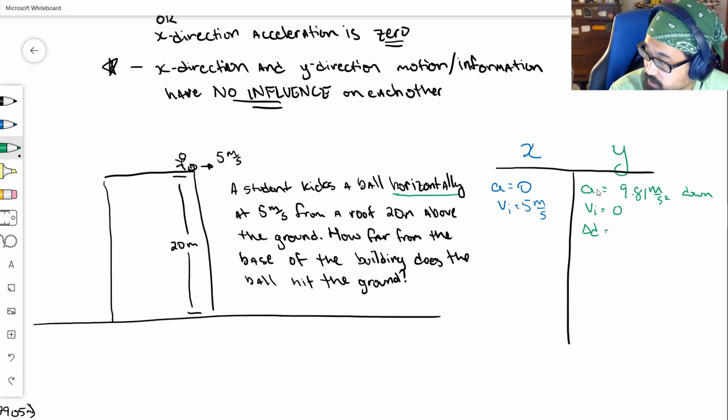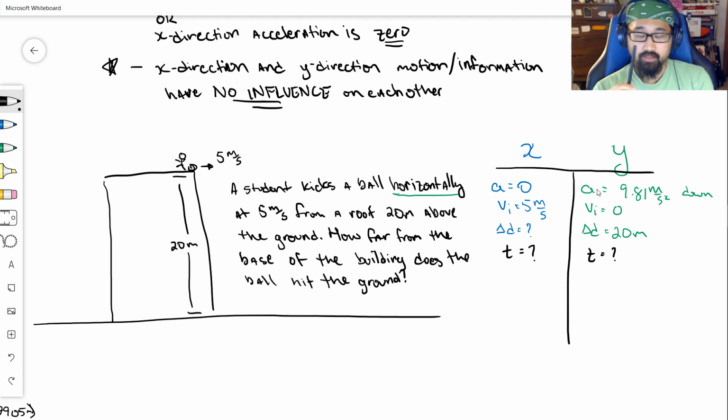I know the change in distance is 20 meters here. I have no idea what the change in distance is here. That's kind of what I'm looking for. And there's one more piece of information which I will do in a different color. I don't know time.